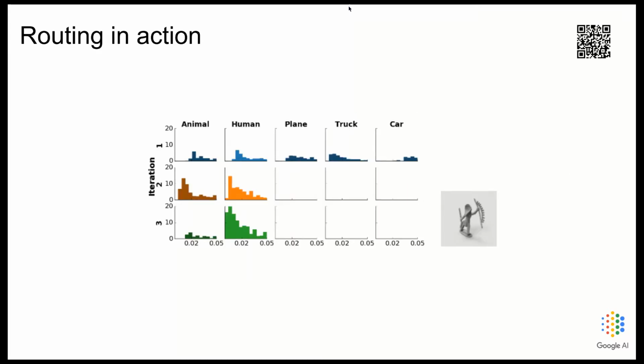This shows another example for a human image. Interestingly, after the first step, animal and human get boosted. This indicates that their part-whole relationships are similar, which makes sense.